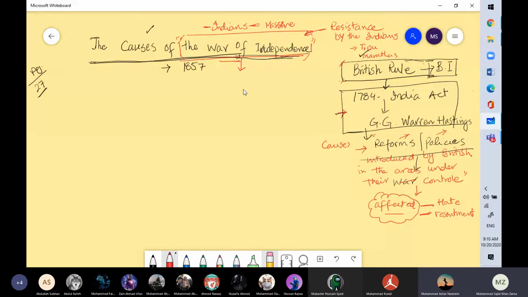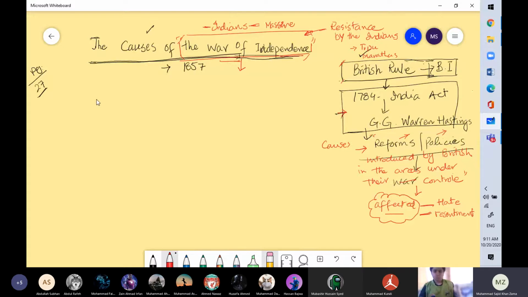Yes, sir. So whenever there is a question, what was the War of Independence 1857, you will simply say that it was the Indians who stood up against British occupation of India, a one-line concept. And if the question comes, what were the causes of the war, you will say the way the British ruled India, their policies. How? Because they affected Indians and resulted in hatred. So this is the concept.